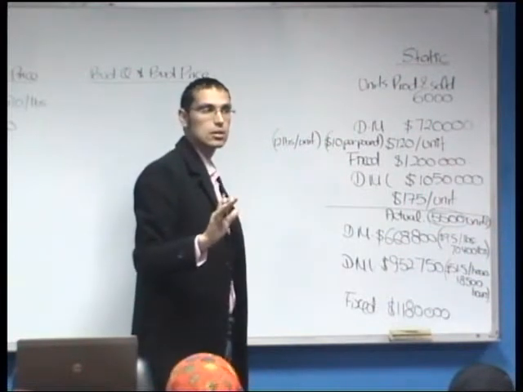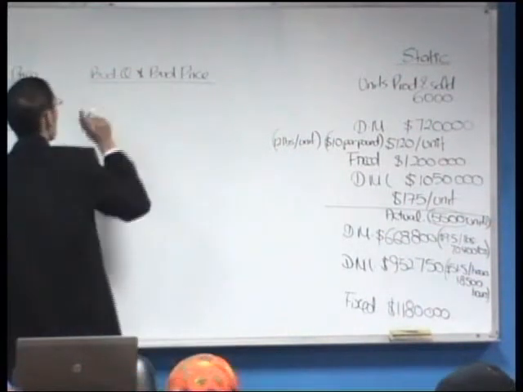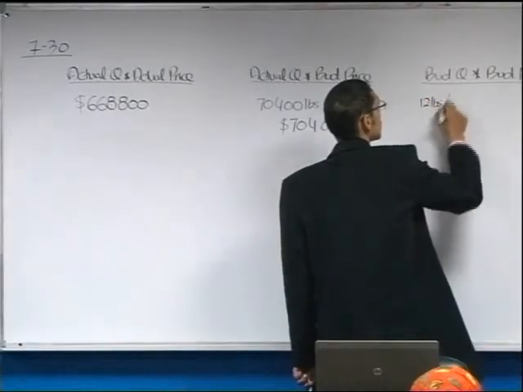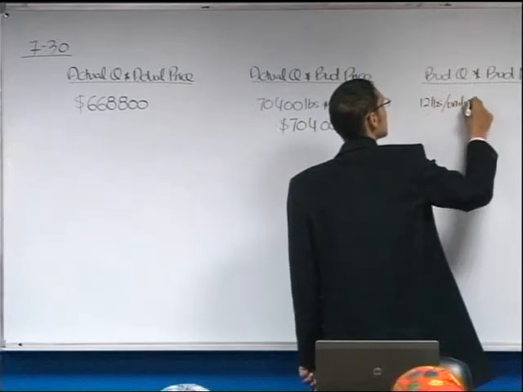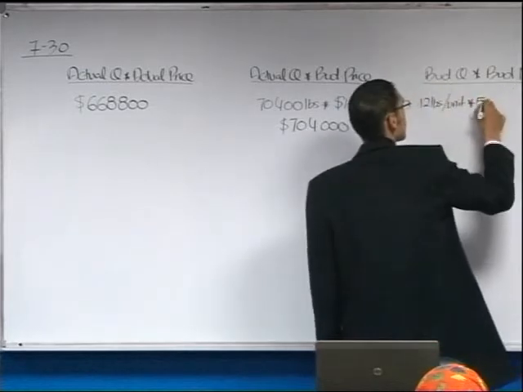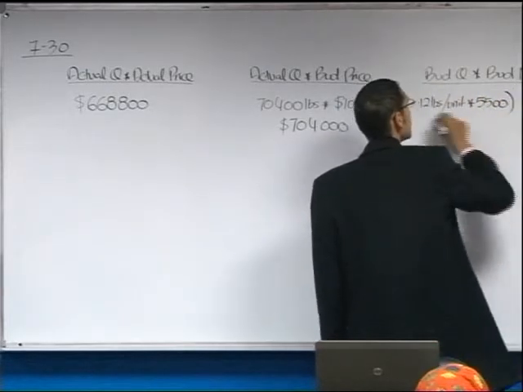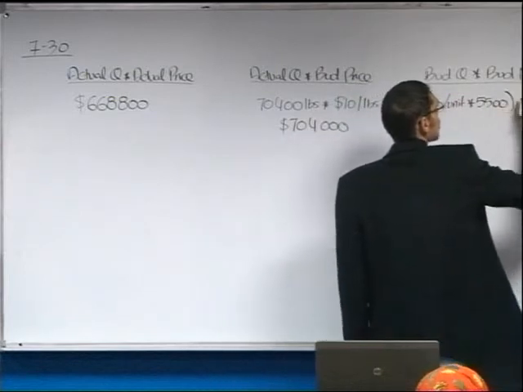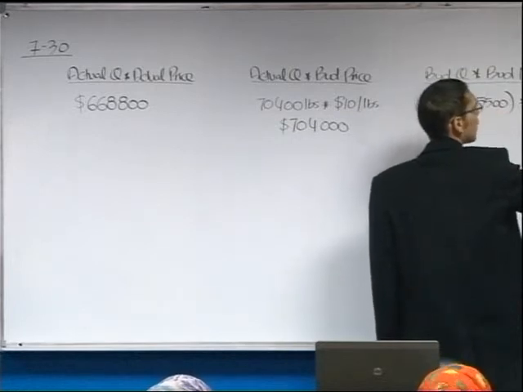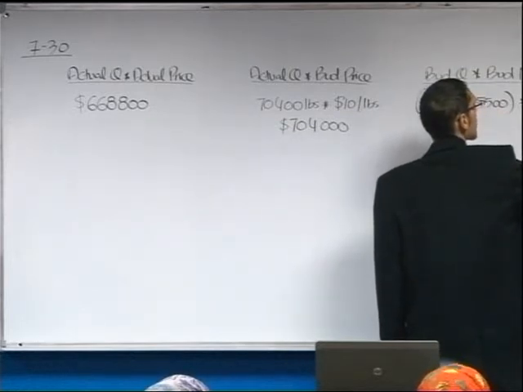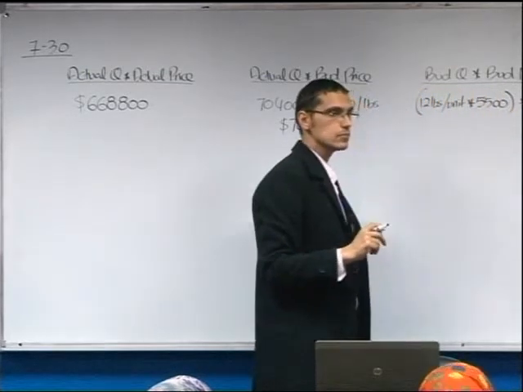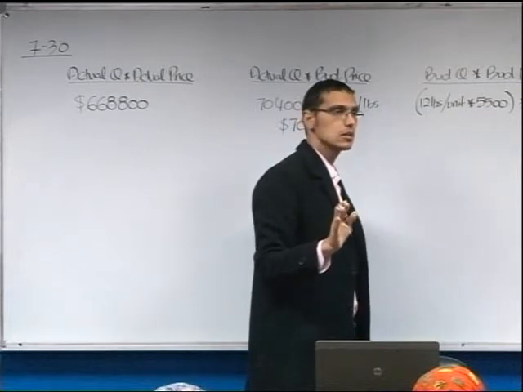Any questions? Therefore, the budgeted quantity is 12 pounds per unit multiplied by the actual output of 5,500 units. Of course, the budgeted price is $10 per pound. Any questions? If you have any questions, please ask.